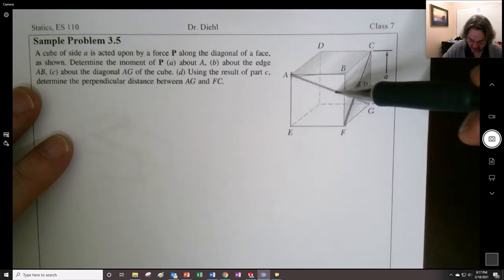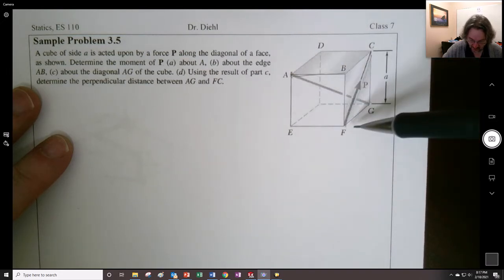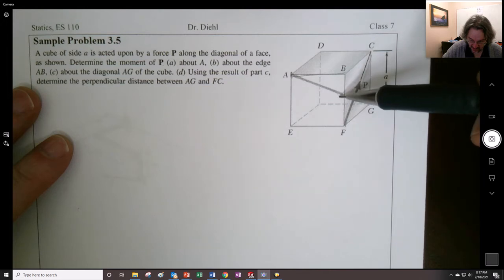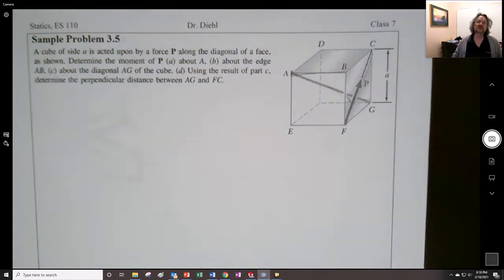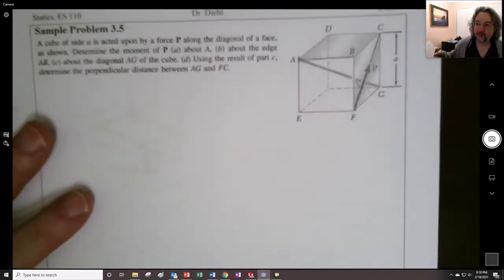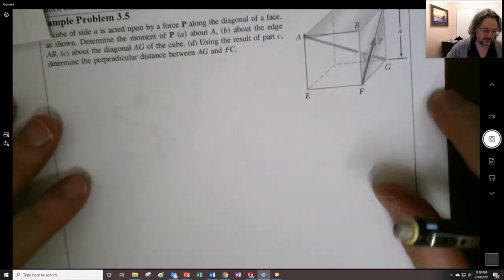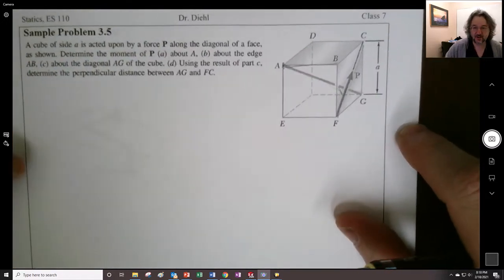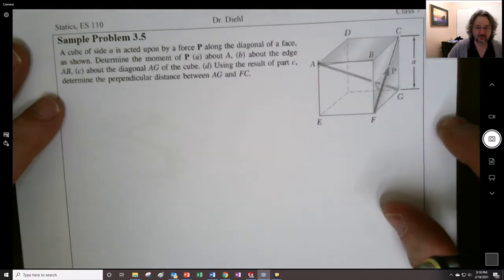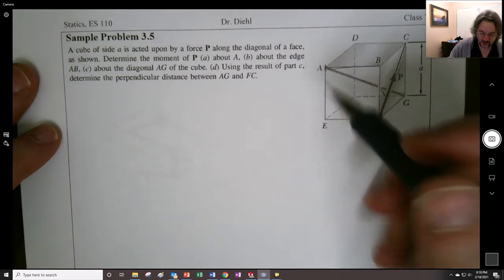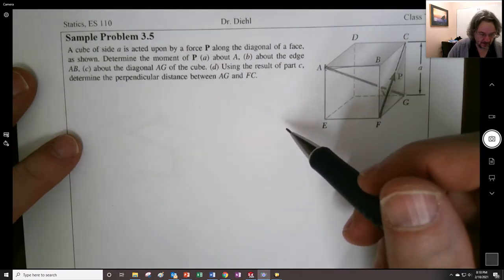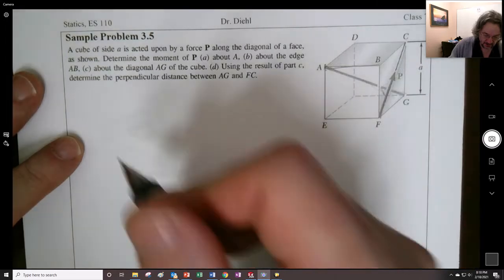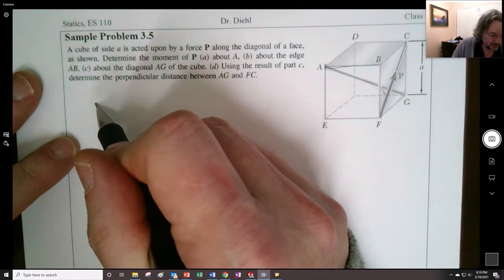AG and FC, right? So there's going to be some line that we could draw in between there. Somehow we could figure out the perpendicular distance. So that seems to me like a whole bunch of crazy stuff to do without a whole lot of satisfying ending. Personally, I kind of like problems that have numbers as the answer, as opposed to just random symbols. But let's go ahead and systematically go through here.